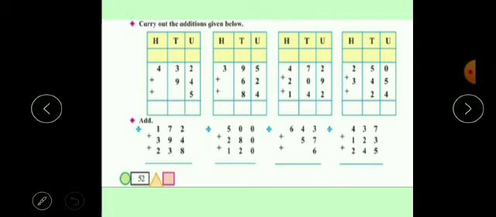Now see the next one, addition. Carry out the additions given below. Now there is addition of 3 numbers. Again you have to do this addition using the same method. First start adding the digits in the units place. See the first example, 432 plus 94 plus 5.